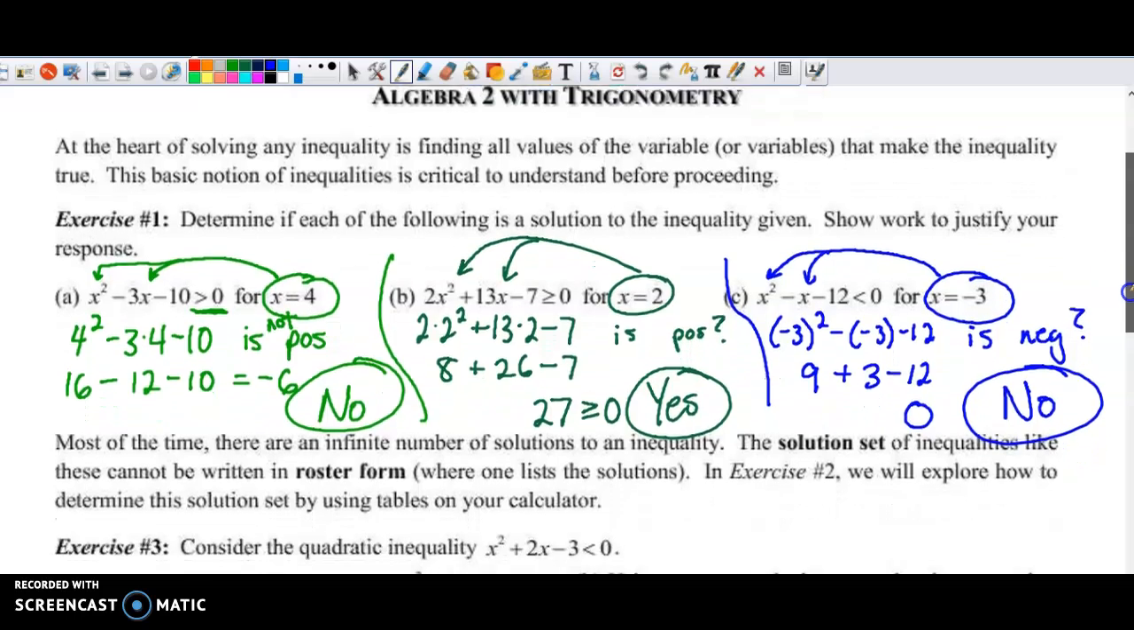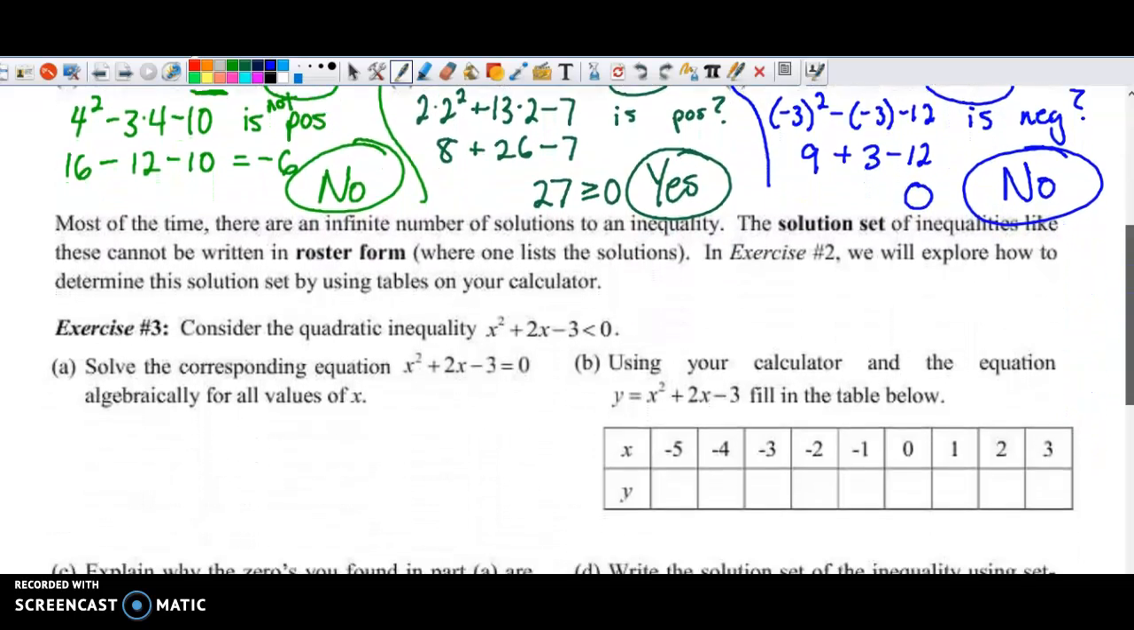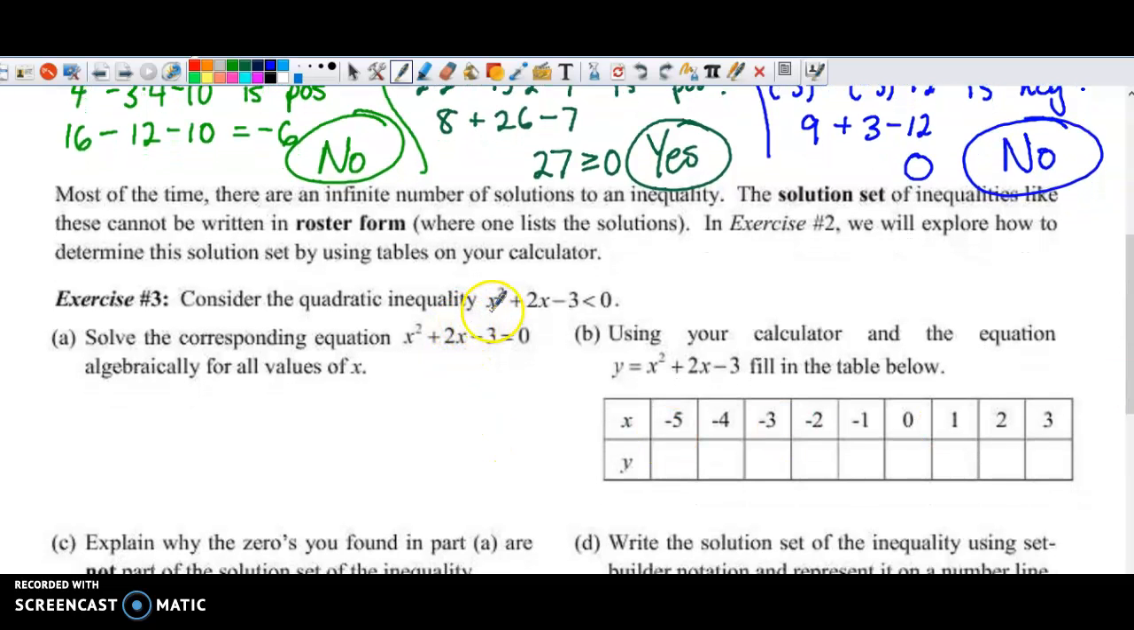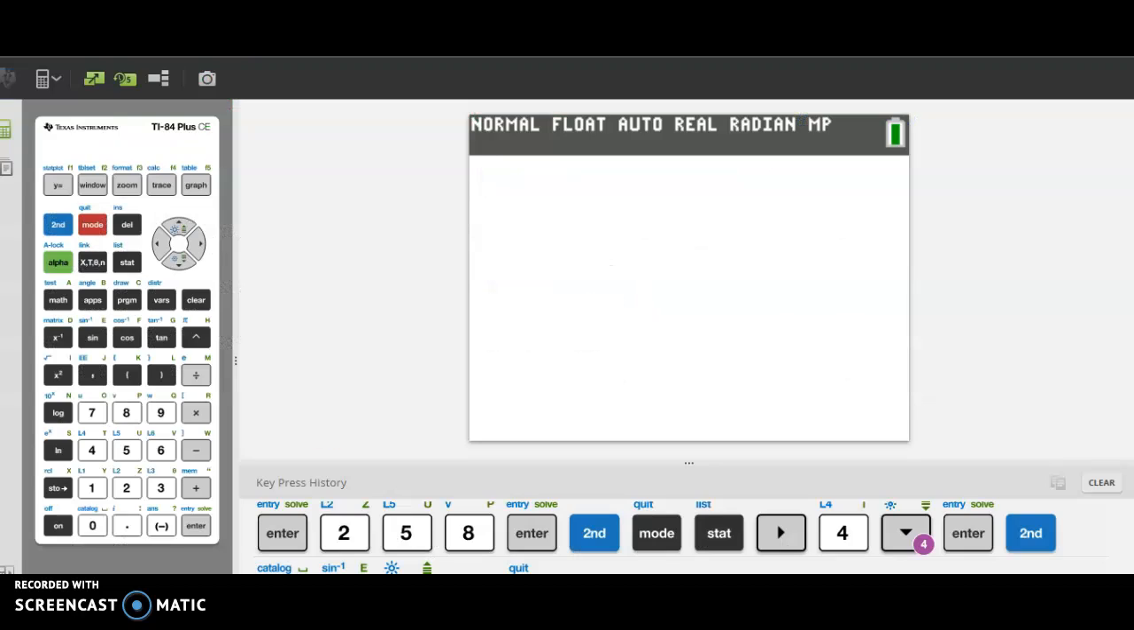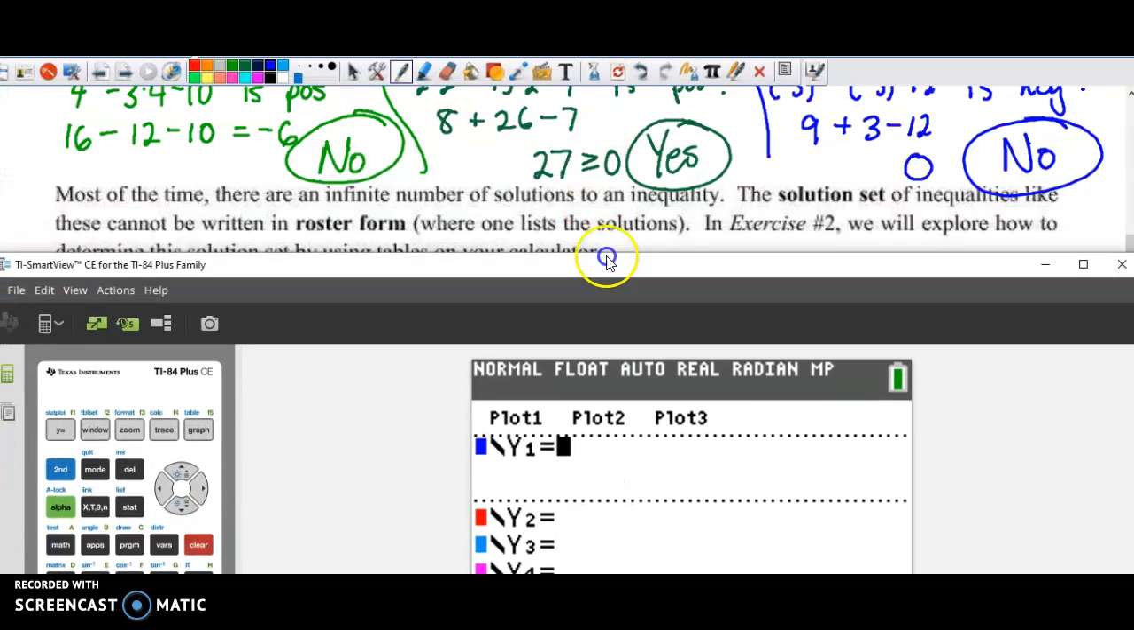And feel free, if I'm going too fast, to write down your questions and come to class and ask them. Because as we look at the next one, we can actually use a table feature on our calculator and determine if we can use this to solve this type of problem. Okay, so we're getting closer and closer to having a no calculator test, and all I would do is go to my y equals, sorry there's already something in there, and type in that function.